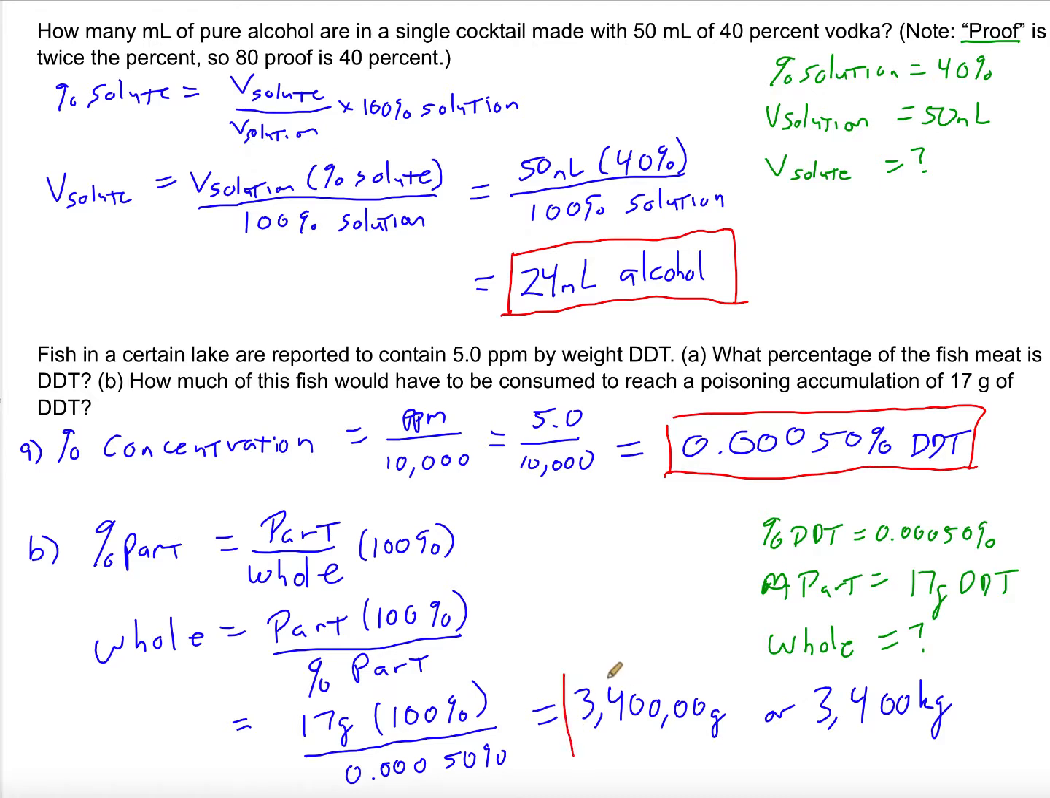It doesn't give you a requirement for either of these to be answered in grams or kilograms. So either one of these would be fine, but that would give you the amount of fish that would need to be consumed in order to get this 17 grams of the DDT that is part of the fish.